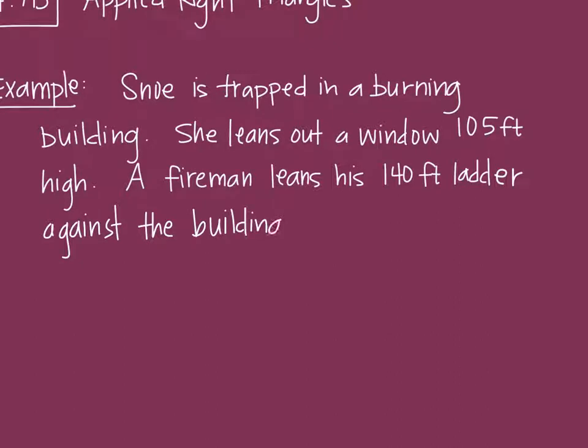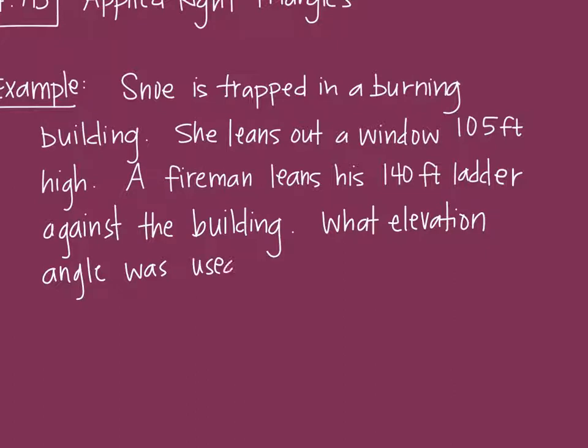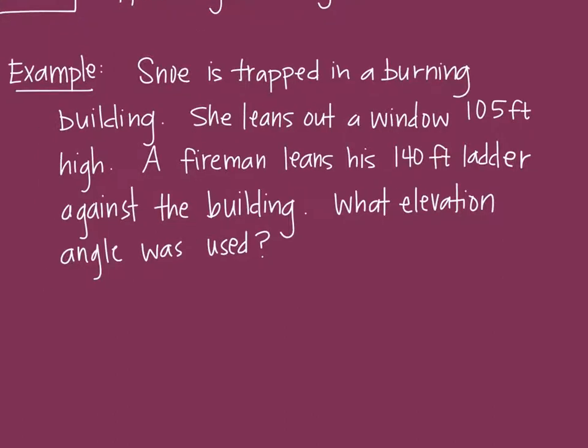And the question that has to do with trigonometry is, what angle of elevation did the fireman use to lean his ladder so he could reach her? So what elevation angle was used? Because if he uses the wrong elevation angle, he'll either be too short and his ladder won't reach her, or he'll be too high and his ladder would be above where she is. So you got to have the right angle of elevation to get his ladder to reach her exactly.